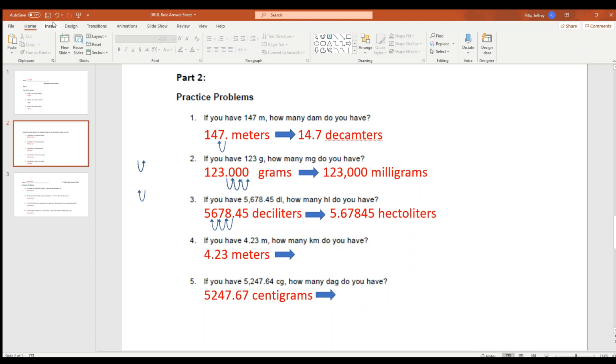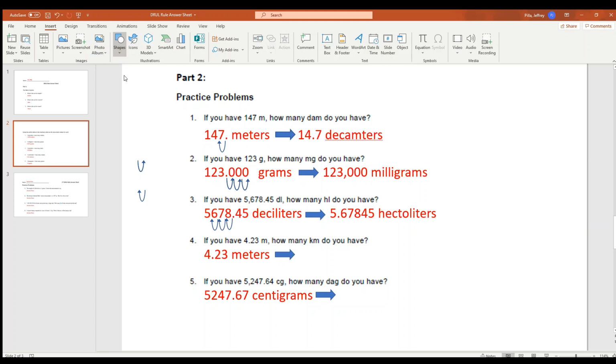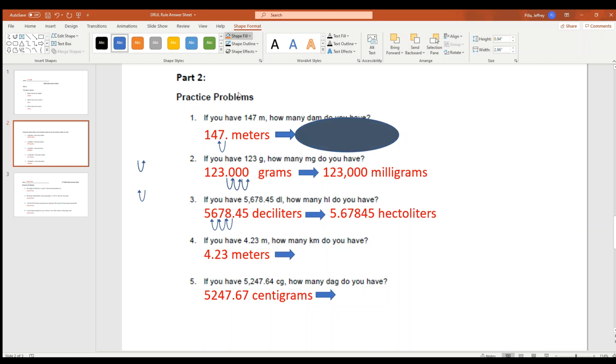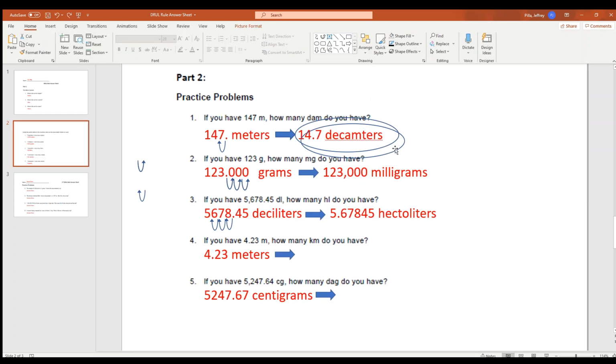And you know what I'm going to do? I'm actually going to circle the answer so that way you guys aren't confused about what here is the answer. All right? So that's our answer. Ooh, moved the wrong thing. Again, shoot. That's our answer.